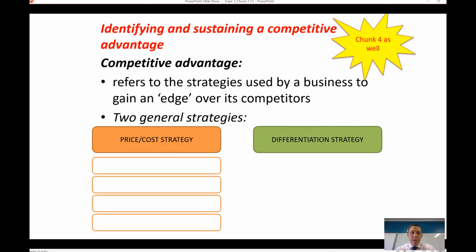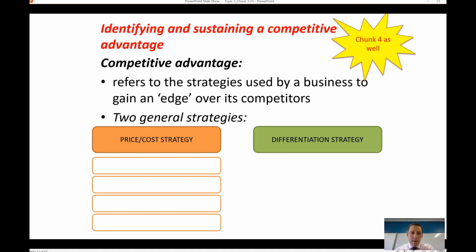Okay, identifying a competitive advantage of a business is also important and something that could be looked at as part of a situational analysis. What is that? Well, it's really about what it is that the business does that is going to allow it to be better than its competitors, or give it an edge over its competition.